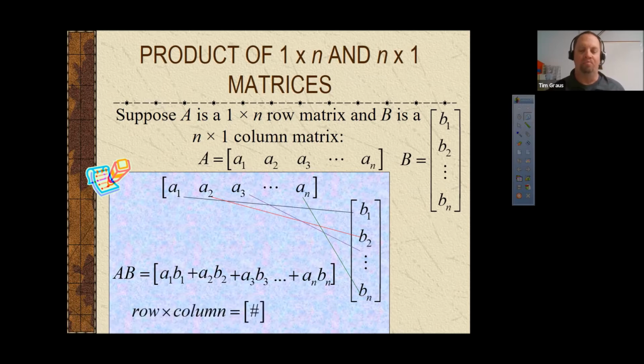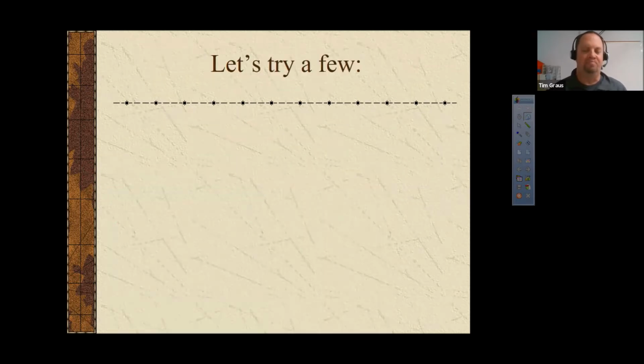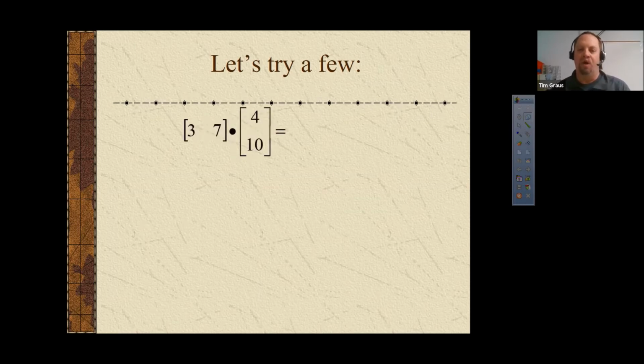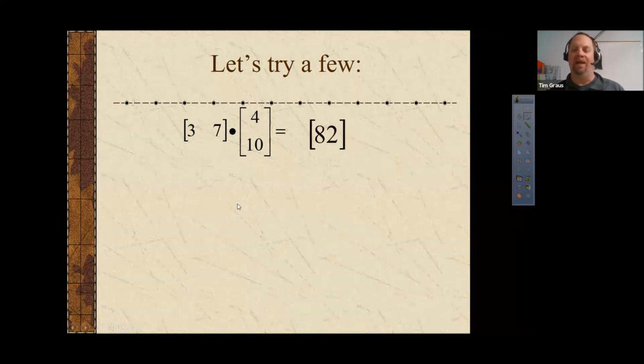So when we multiply a row times a column, we get a single entry in our matrix. If we just start with a single row and a single column, our matrix answer is just going to be a single number. So let's try a few of these. Seems pretty simple, but let's keep working our way up here. We're going to start with the row 3 7 times the column 4 10. I'm going to multiply the 3 times the 4, first number from the row, first number from the column, that gives me 12. I'm going to multiply the 7 times the 10, that gives me 70. Add up 12 and 70, and we get the single number 82.